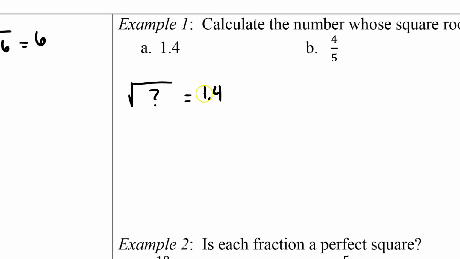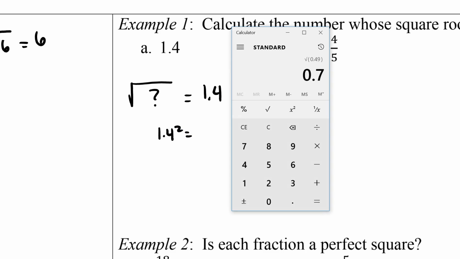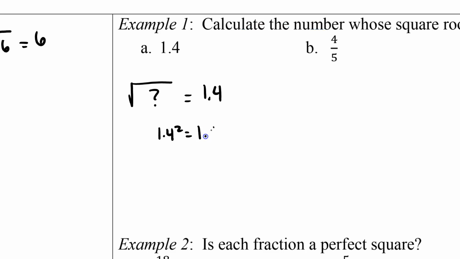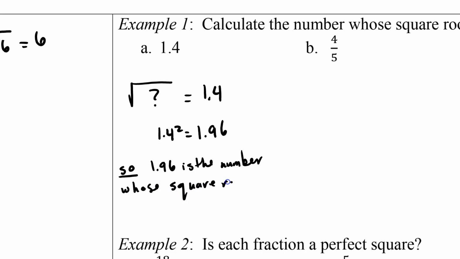So what squared is, or the square root of what is 1.4? Or the other way of saying it is, 1.4 squared is what? Well, let's find out. 1.96. So 1.96 is the number whose square root is 1.4.